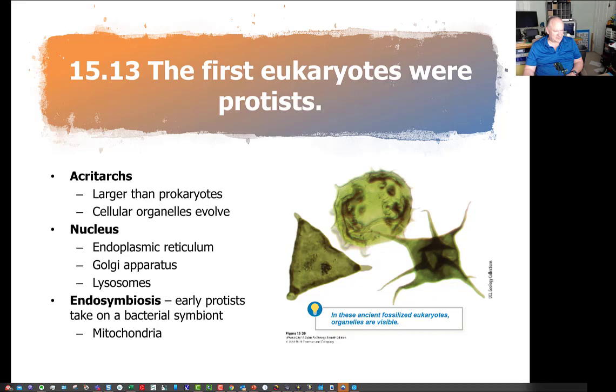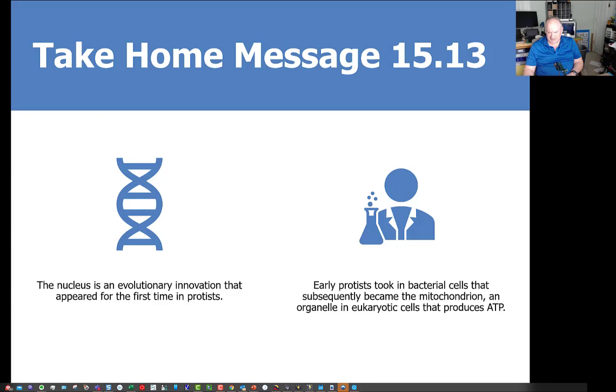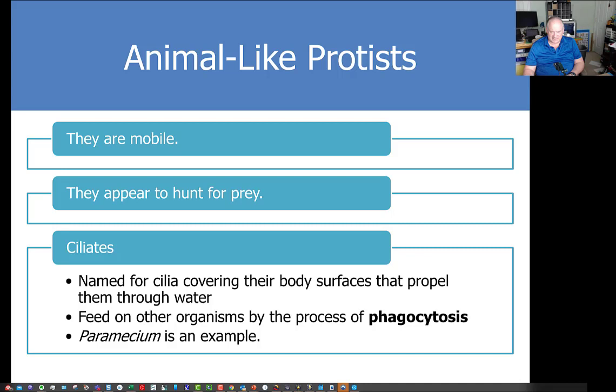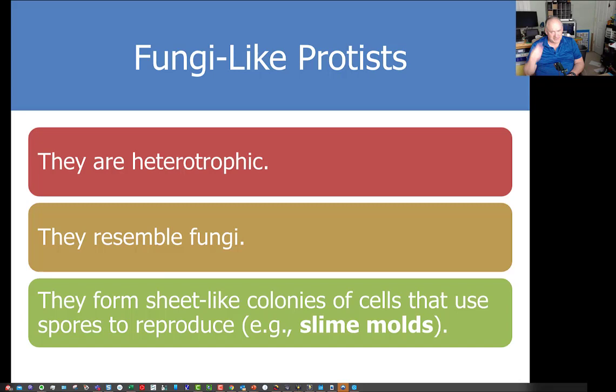The nucleus is an evolutionary innovation. It appears the first time in protists, and they took in bacterial cells that subsequently became mitochondria, or in plants, of course, the organelle that's responsible for capturing sunlight energy. Adapted, pretty interesting. The protists, small animal-like, fungi-like, and plant-like protists, are higher forms of life. They're motile, they appear to hunt for prey. They're ciliates because they have ways to propel themselves. But they are interesting. They are different.